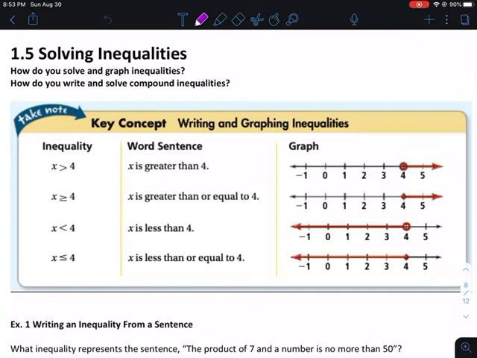If you have x is greater than or equal to 4, that is where you're going to shade in that complete dot on the number line. So you would have a solid circle at 4, and then you would have filled in over to that right-hand side.